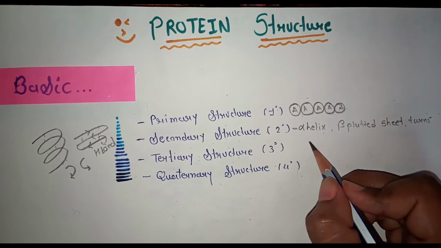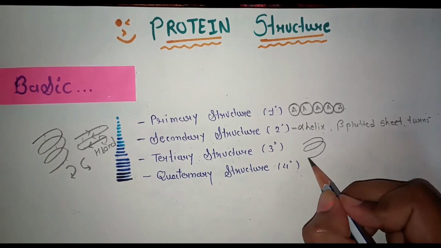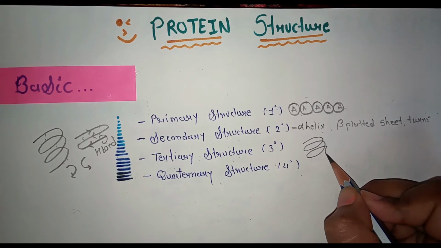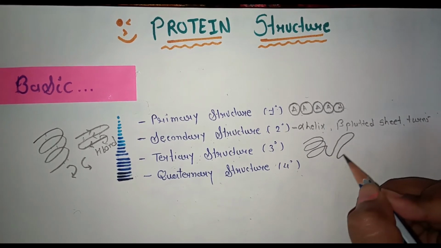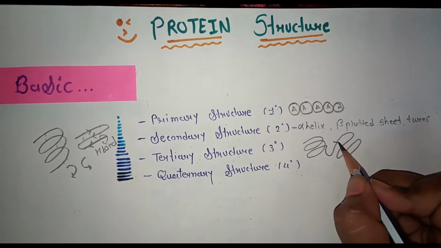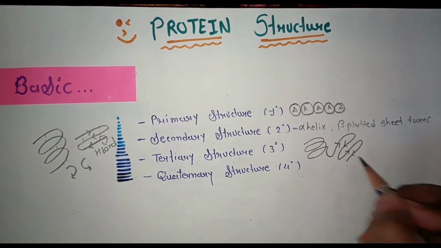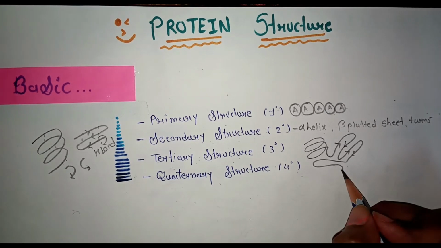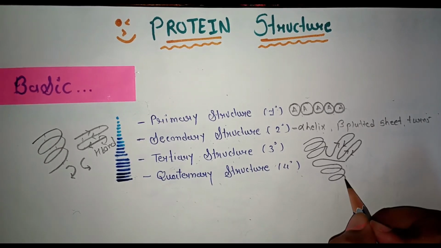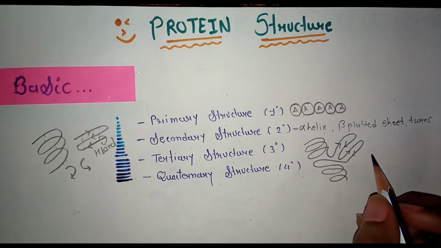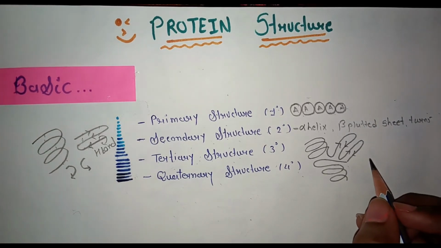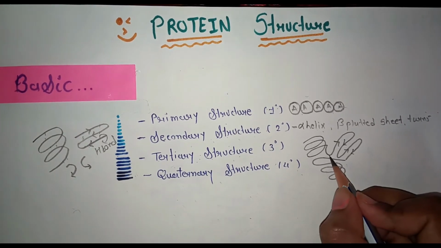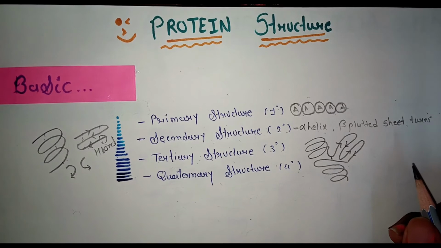Now if I draw here, this is the alpha helical structure, then one turn is present here, and it starts forming a beta pleated sheet-like structure, and then again folds, turns, and makes a helical structure. This type of structure of a protein is known as a tertiary structure, due to this non-covalent attachment. Okay, that's all about it.